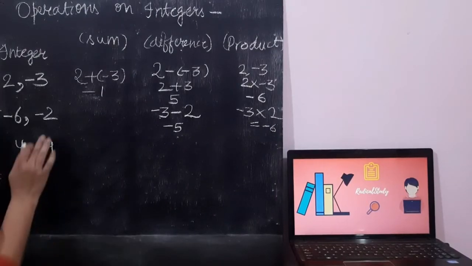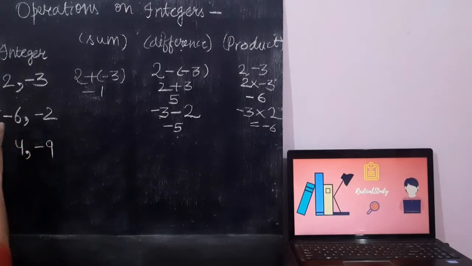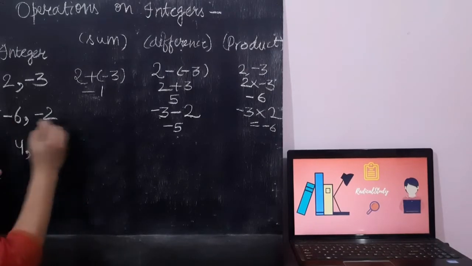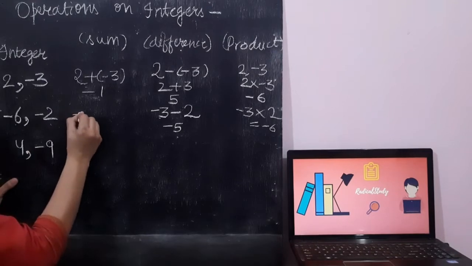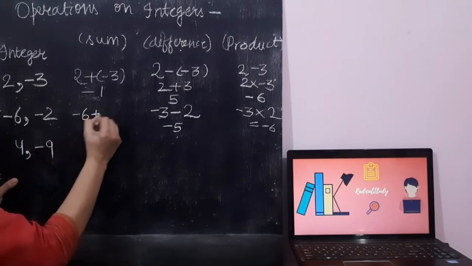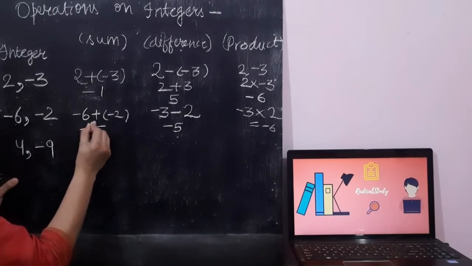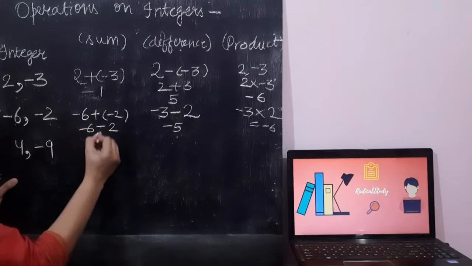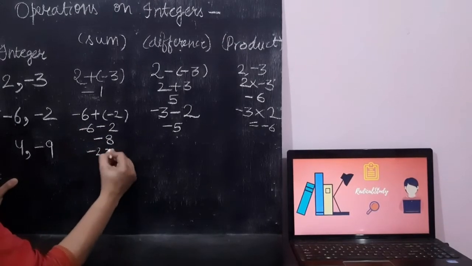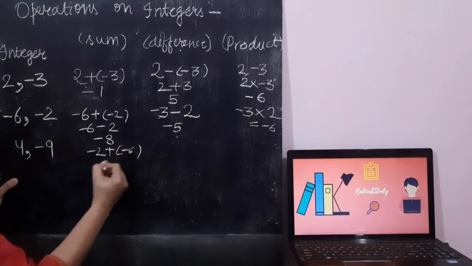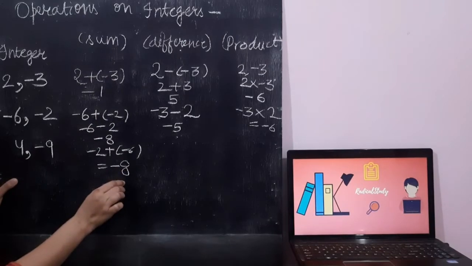Okay students, now the next example is minus 6 and minus 2. Here I have taken both the integers negative. Now if we want to take out the sum, minus 6 plus minus 2, plus minus is minus, so it will be minus 8. And minus 2 plus minus 6 will also be minus 8, as addition of integers is commutative.